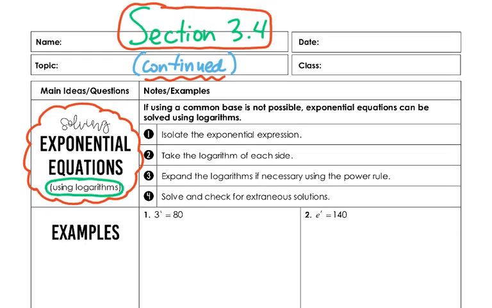So here are some great steps you see on the right. I'm going to adjust them for us. But number one, a great first step would be to isolate the exponential expression. And what I really think is, just try to get the base term isolated. Before you think about using any logarithms here, try to get the base term isolated.